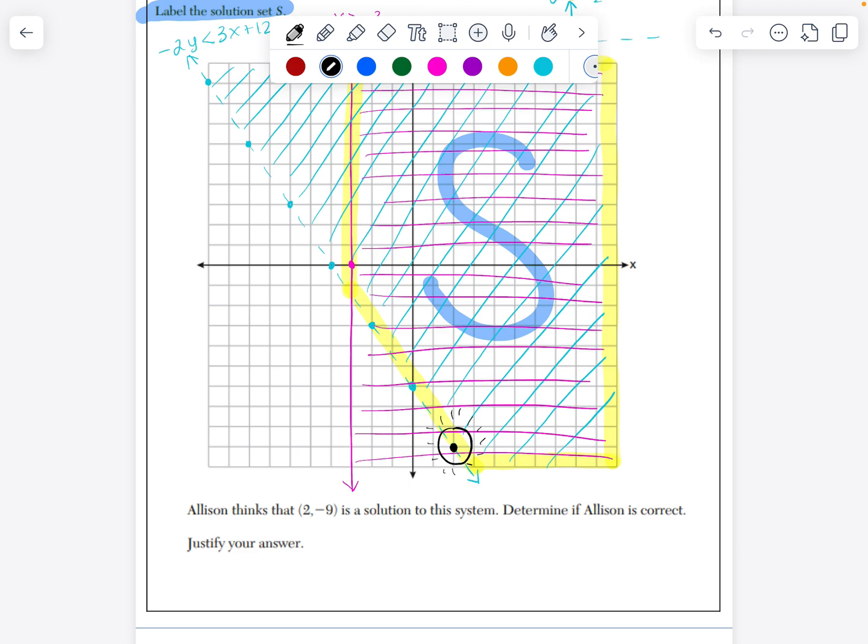Is that a solution to this system? Well, hopefully you know that the answer is no, this is not a solution. And let's think about why. (2, -9) is not a solution since it is a point where? On the dotted line.